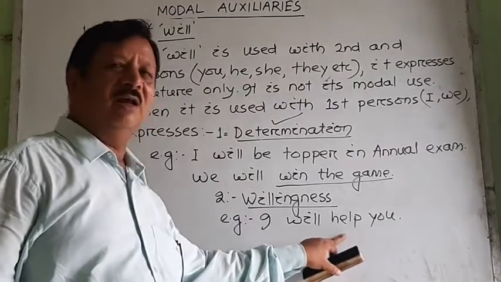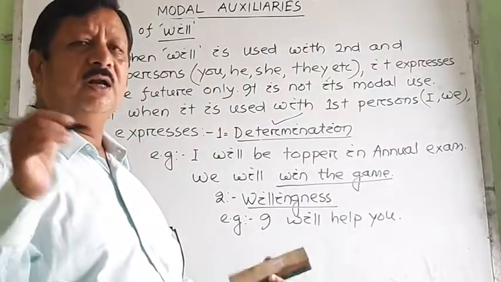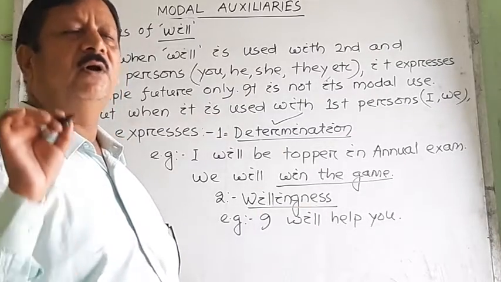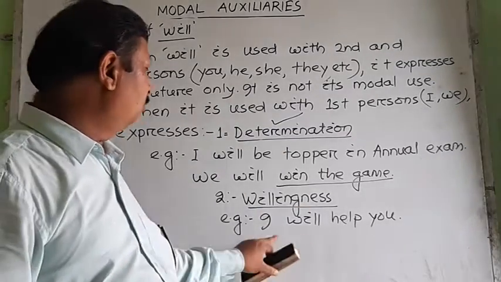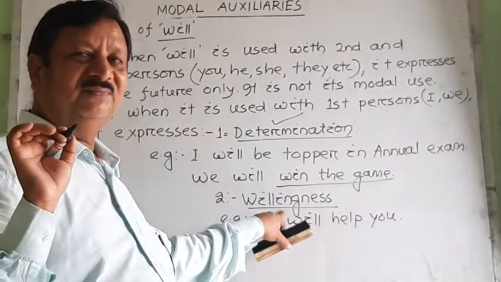Suppose someone says, I will help you, you will be relaxed. You will feel relaxed because you generally do not need any other person for his help. Rather, you found someone. Why? Because he has given his willingness.